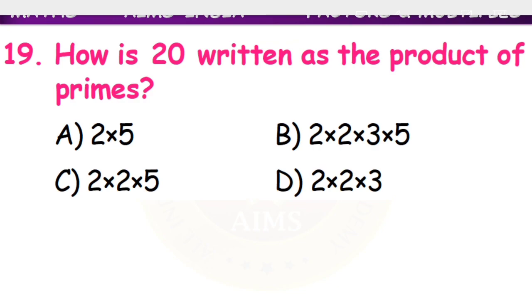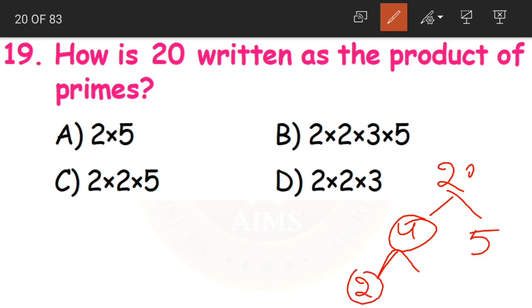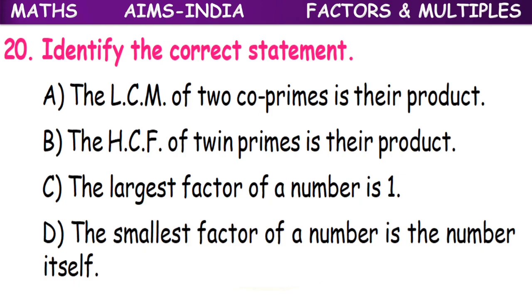Next, how is 20 written as the product of primes? It can be written as 4 into 5. Then 4 further can be written as 2 into 2. So what is the answer? 2 into 2 into 5. Option C becomes our correct answer.